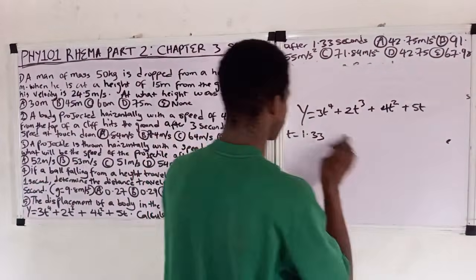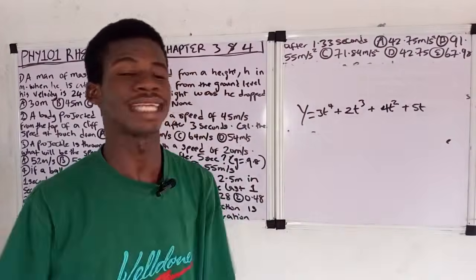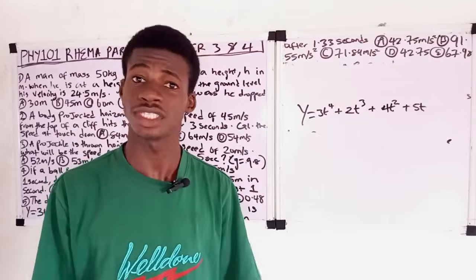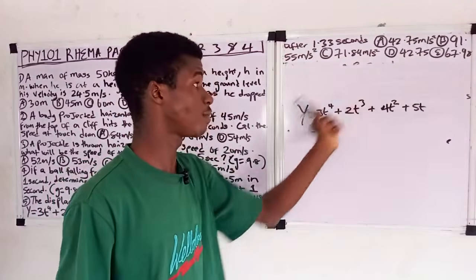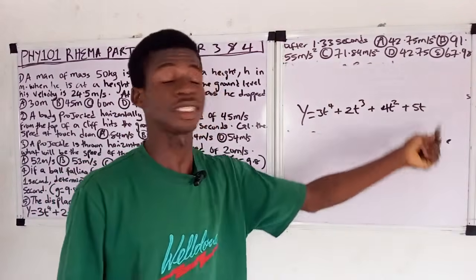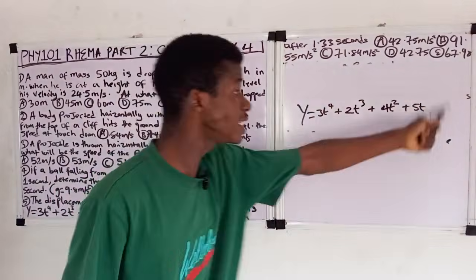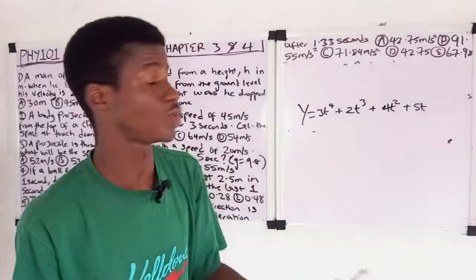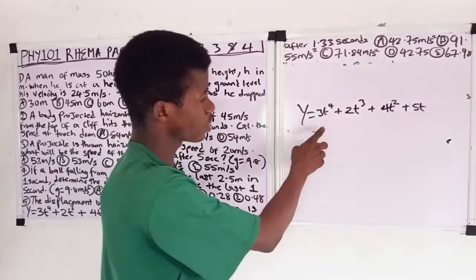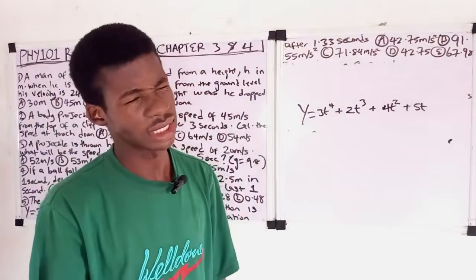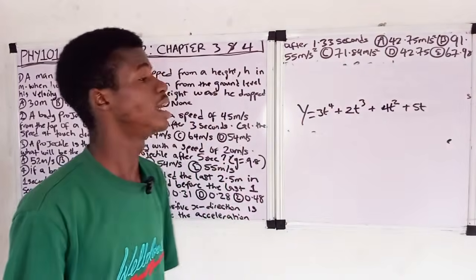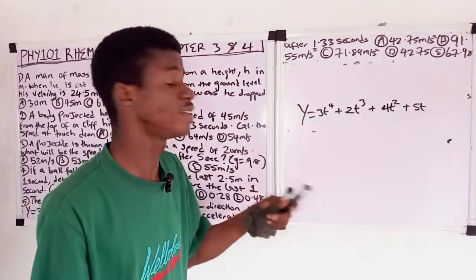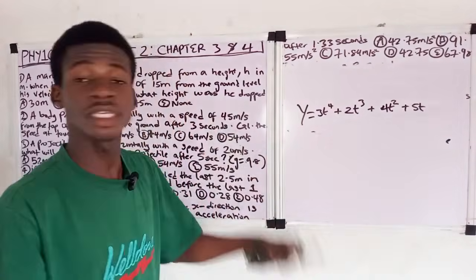So now this is the displacement. Let's differentiate this. For those that don't know how to differentiate, the type of differentiation we're going to use for this question is the power rule. It's very easy. We're using the power rule.